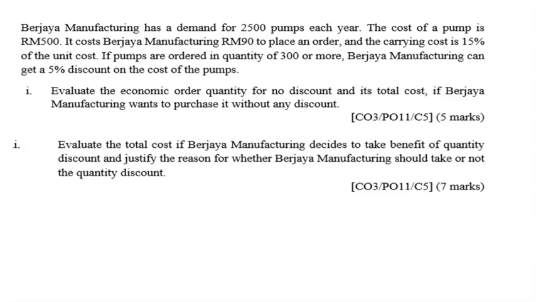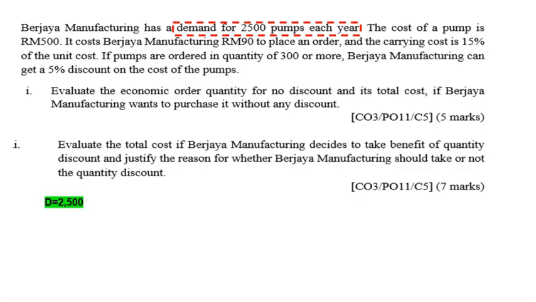Okay, let's do another question. So this one is about Berjaya Manufacturing. First, we can get the demand for palm each year. So yearly demand is D, capital D. So going to be D equal to 2,500.